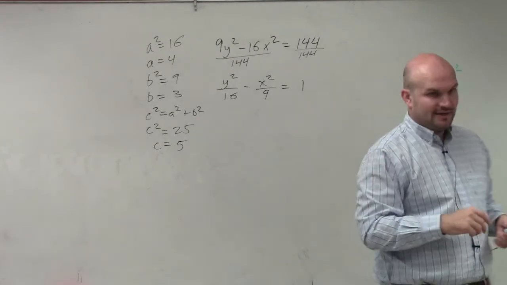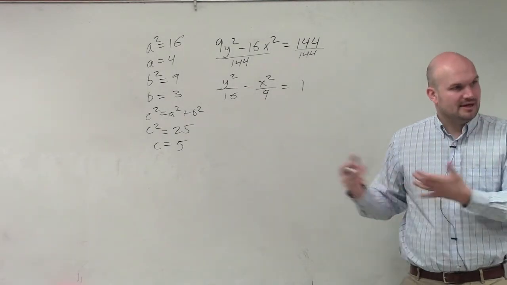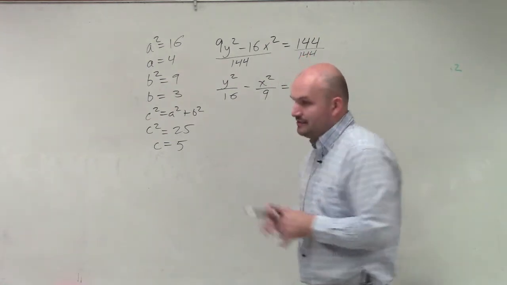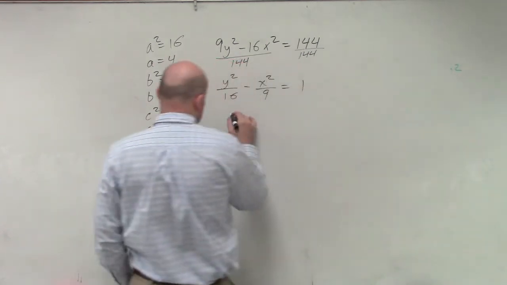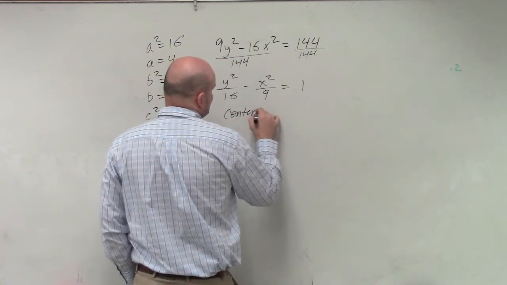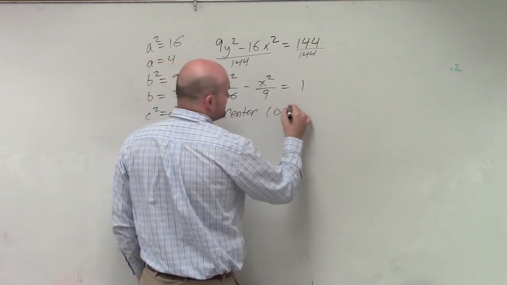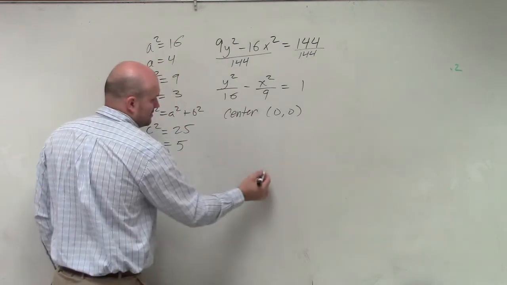So everybody see how quickly I did all that work, right? It really wasn't that bad. I just had to make sure I knew that a was always a squared minus b squared, and then I plug in that information. Now, the next thing I need to do is identify my center. I'm not adding or subtracting anything from x or y, so my center is at 0, 0. And now I have enough information to plot this.